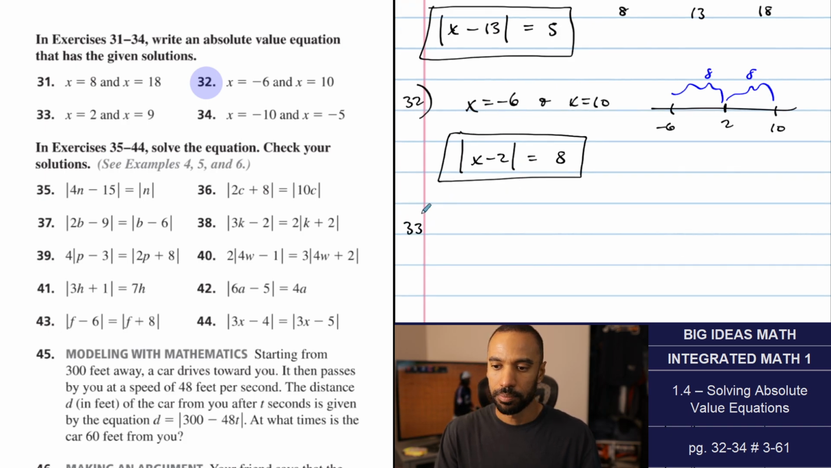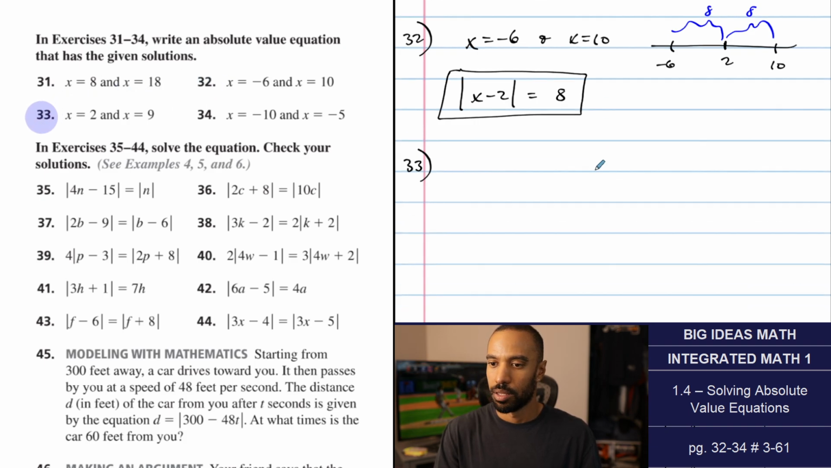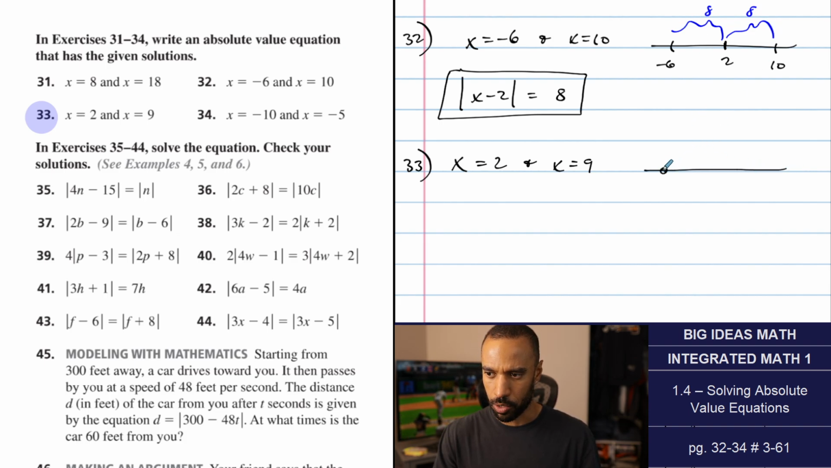Number 33, we have x equals 2 and x equals 9. Maybe this time we have to do a little bit more in the form of calculating some of the things. When I say, oh, we're 16 away, I think we understand those ones, but now we have to do it a little more. So 2 and 9.